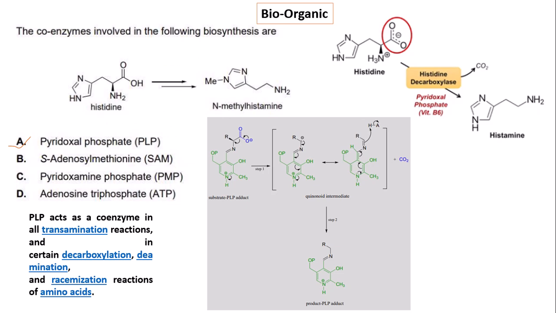Now we go to the coenzymes involved in the biosynthesis. This is the decarboxylation of histidine in the presence of pyridoxal phosphate. This is vitamin B6. And vitamin B6 can react with the aldehyde of the amino acid, producing imine derivatives, and these imine derivatives undergo protonation followed by decarboxylation.